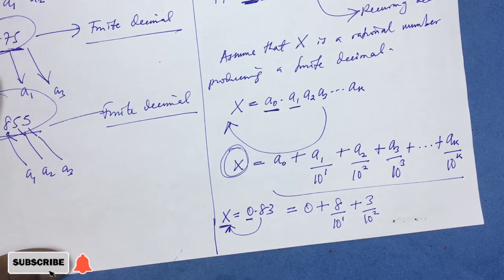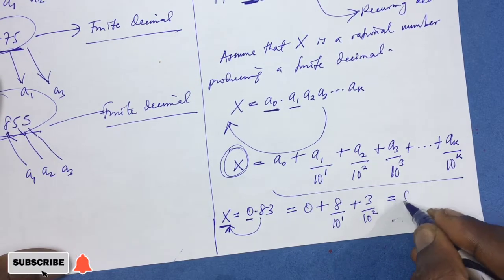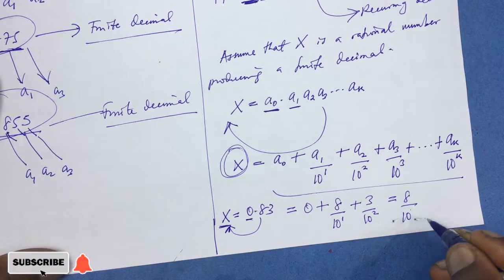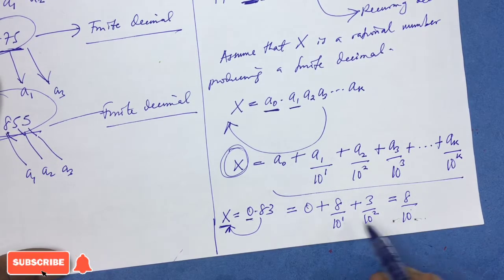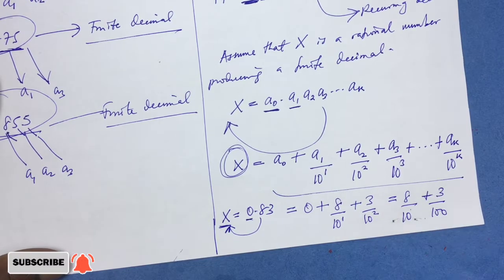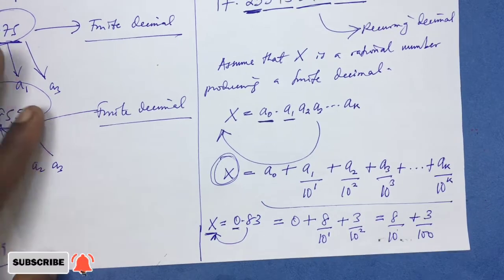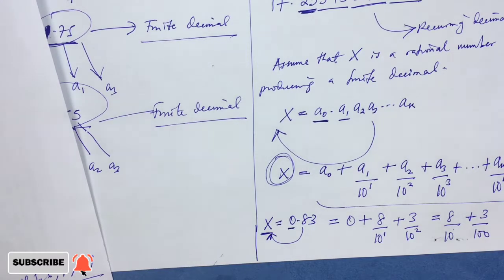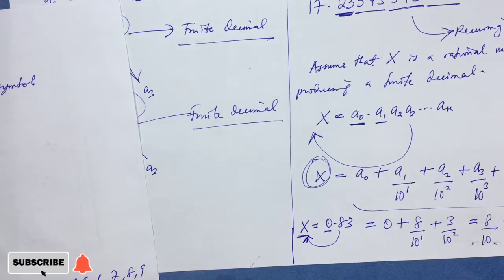Okay, now if you look at it critically, this will give you 8 over 10 because 10 raised to power 1 is 10, and 0 plus 8 over 10 plus 3 over 100. Okay, now that is what you have. So if you continue to get a final result, let's see what it gives.